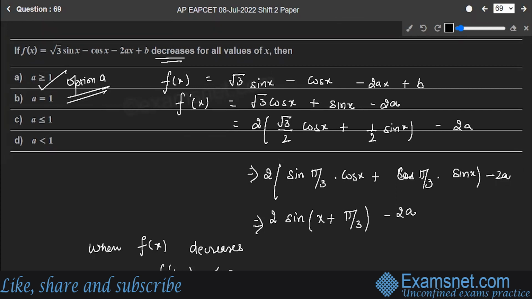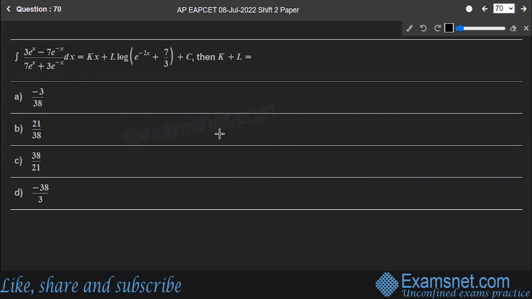Hope you're clear. Next is question number 70. Okay, so now we have an integration problem with us. It says if the integral of this function is equal to kx plus L log of this whole expression plus c, then k plus L is equal to what. So basically you have to find out the values of k and L. Let's go with this. So let's first put I equal to the integral of (3e^x − 7e^(−x)) upon (7e^x + 3e^(−x)) dx. This is what we are given in the question.